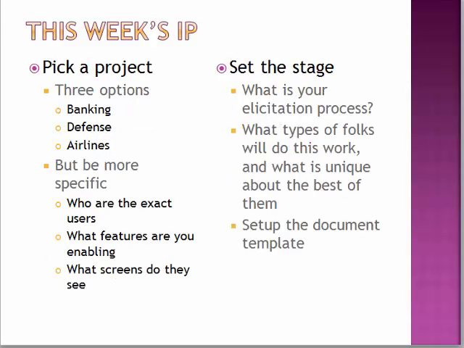Now, as far as the individual project this week, we're getting set up for the rest of the course. We're going to be making requirements based off of, they give you 3 options: banking, defense contractor, airlines. Banking, most of us have a bank account. That makes sense. And most of us probably have bought a plane ticket somewhere along the line. Maybe not everybody. Defense contractor is a little bit more nebulous. You'll have to get more specific there.